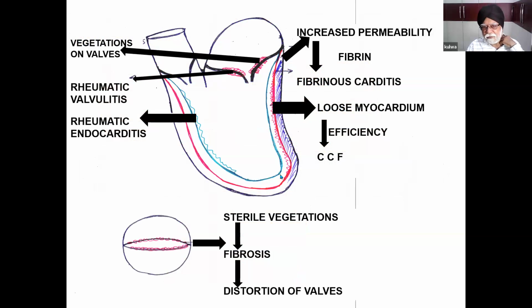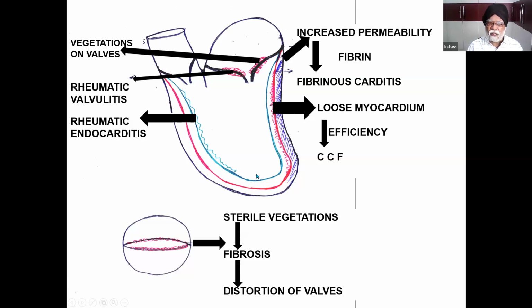This is the heart: the outermost layer, pericardium; the middle red layer, myocardium; the inner blue layer, endocardium. So it acts on the pericardium and increases the permeability. We will come to that, just a rough sketch. What happens when the permeability increases? We will come to that. In the case of the myocardium, it loosens the myocardium. There is loss of efficiency in the heart and there is congestive cardiac failure.